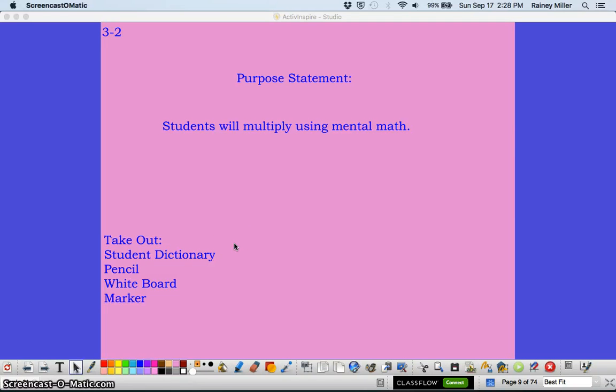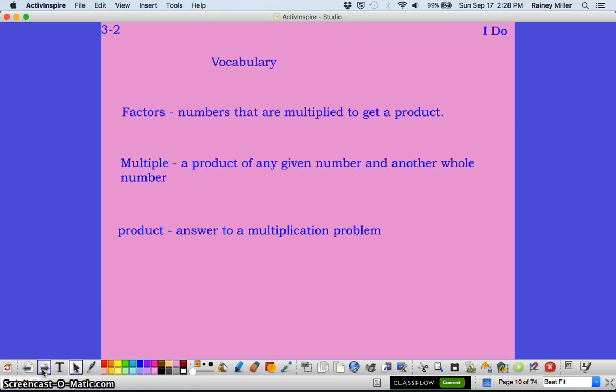Okay, we're going to start talking a little bit of mental math using this in multiplication. So first thing that we're going to do is we're going to need to do some vocabulary. So take a second, get out your dictionary, and you're going to write these definitions into your dictionary.